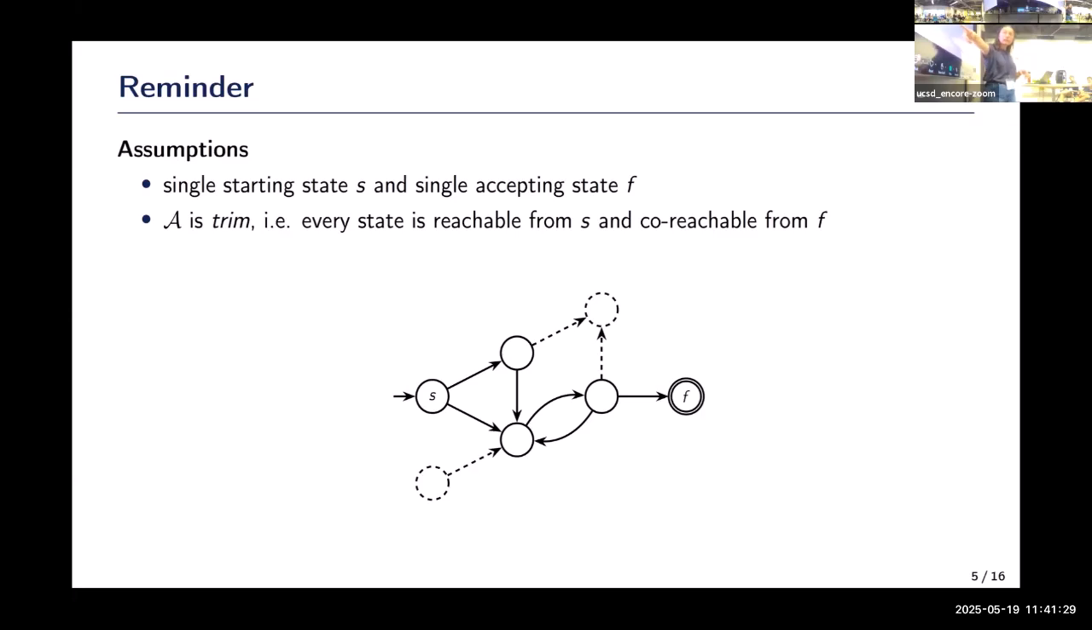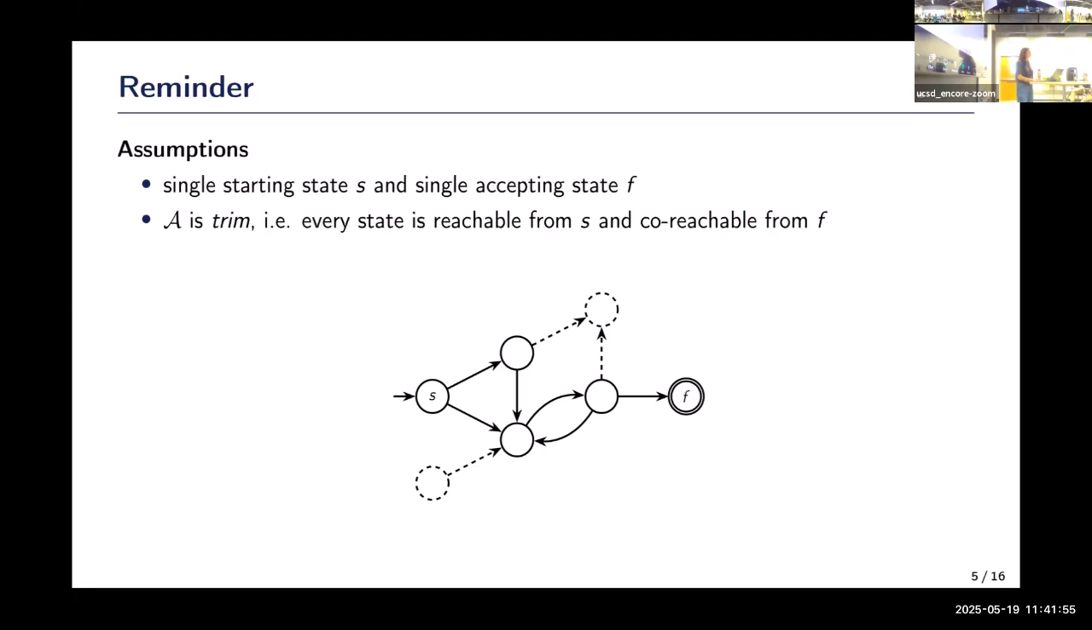So if I have a state like this, it will never be visited by any of my accepting runs because it's not reachable from S, so I can just forget about it. Similarly, this state, even though I can reach it starting from S, will never lead to an accepting run. And I'm just focusing on the accepting runs, so I can forget about this state. Running a DFS, you can trim an automaton quite efficiently.